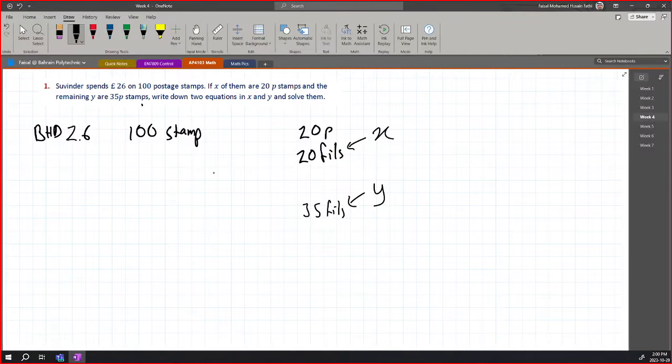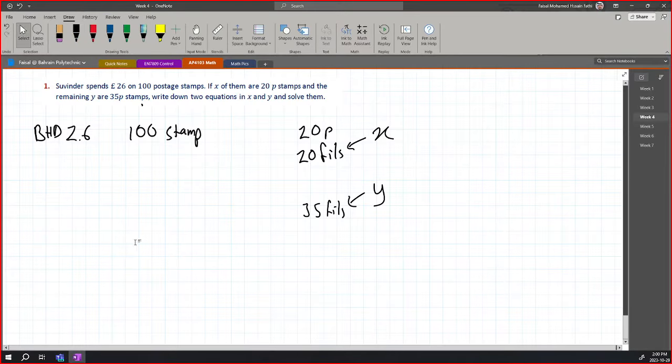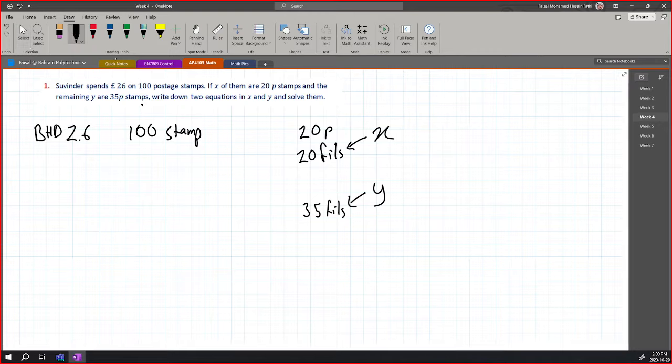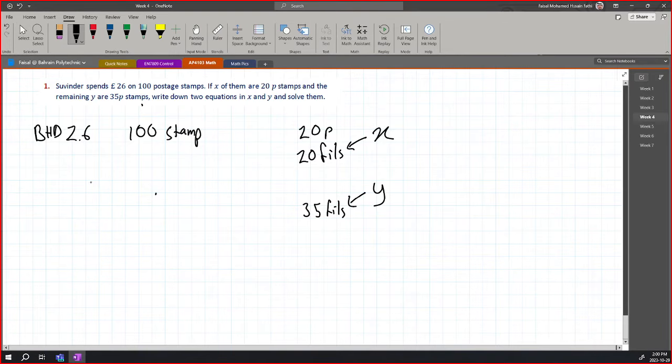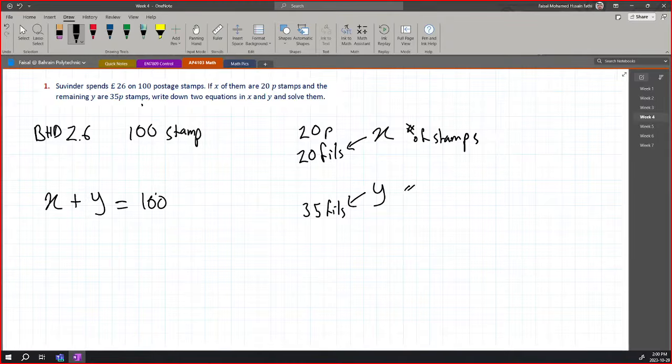First things first, we know the total number of stamps is 100, right? He bought a number x and a number y, and we know the total is 100, so we add x plus y equals 100, because x is the number of stamps he bought at 20 fils, and y is also a number, the other number of stamps, bought at 35 fils. Nice. So that's the first step. We got the first equation of the simultaneous equations: x plus y is equal to 100. Now moving on, we have to find another equation.